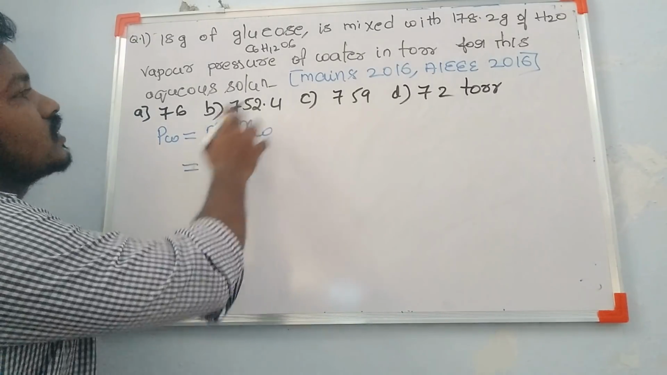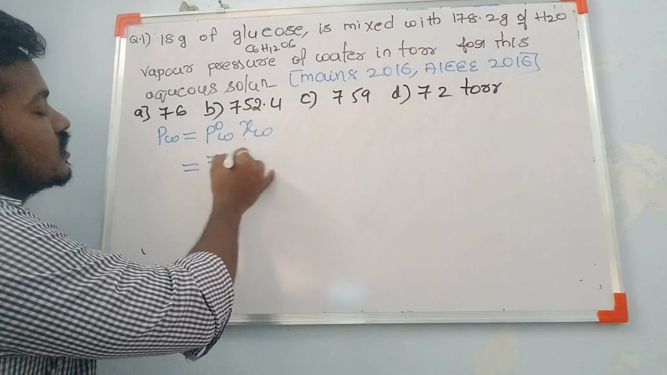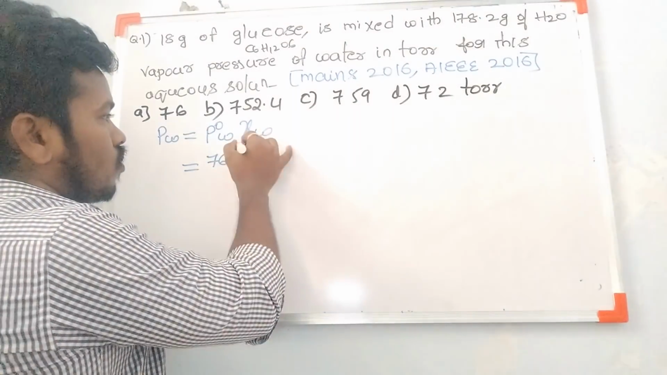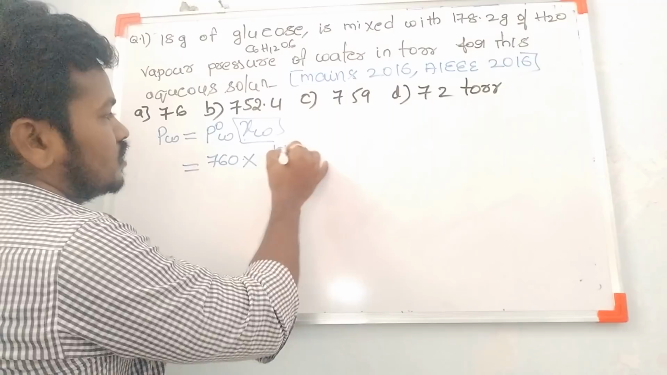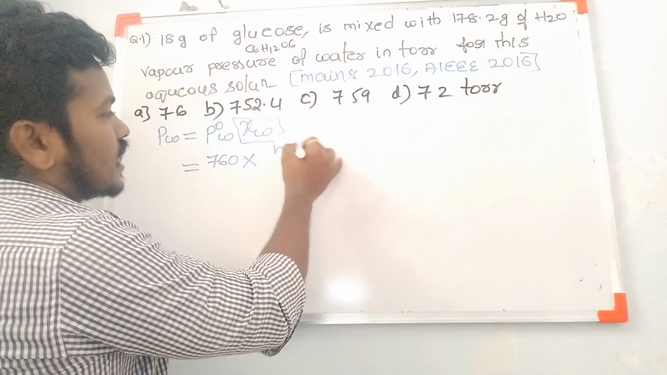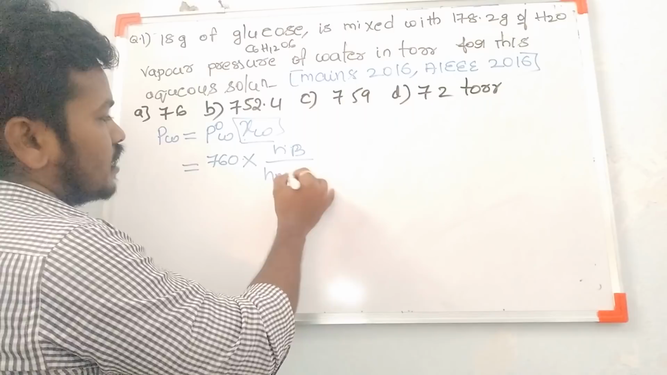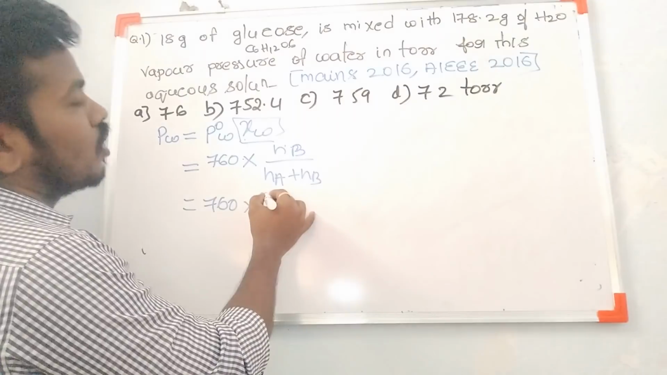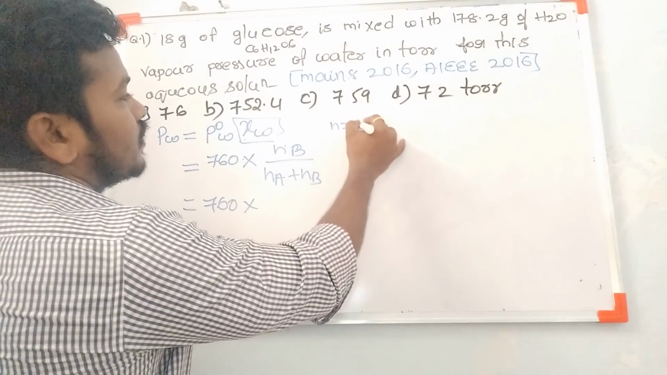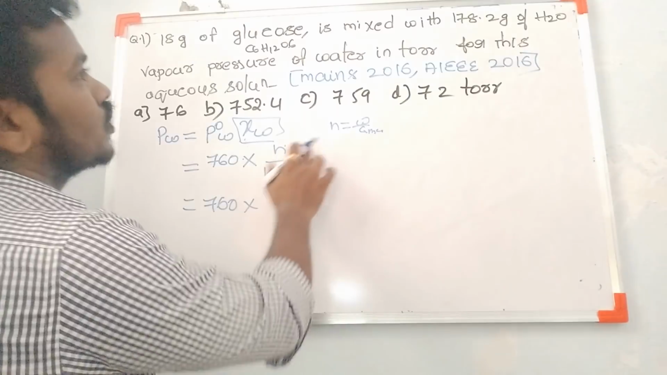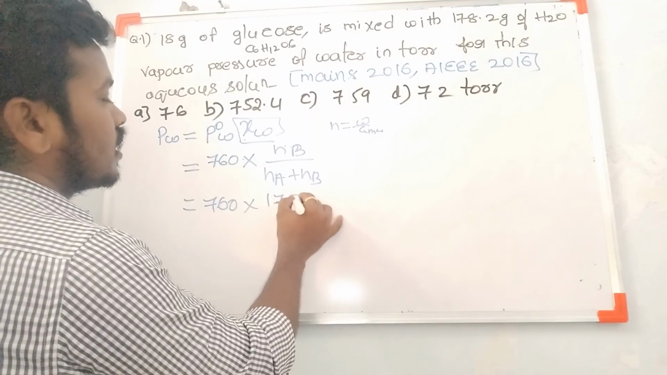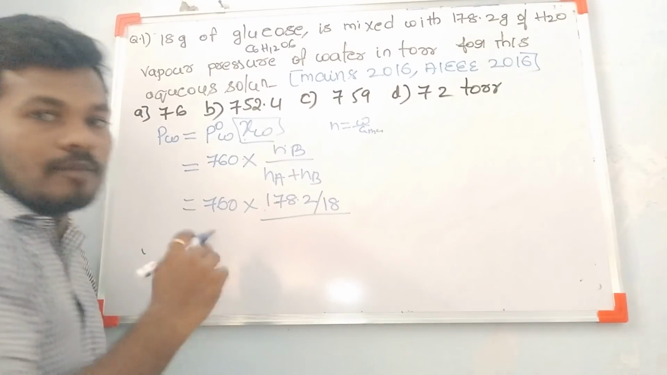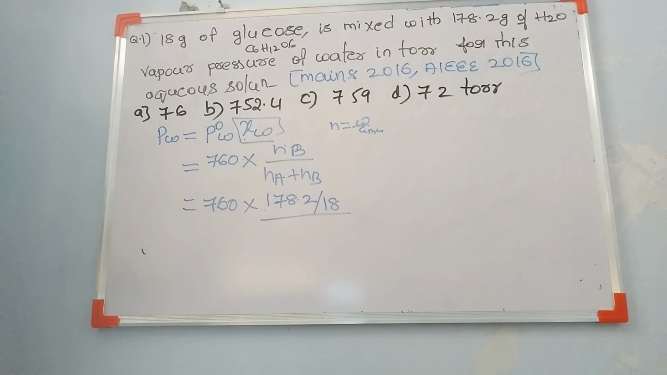So the general vapor pressure, how can you take it? We will take it as 760 torr, multiplied by the mole fraction of the water. This is called the mole fraction of water. In place of I am taking water as B, so NB by NA plus NB. So you can write 760 into NB. How do you calculate NB? Weight by gram molecular weight. So NB is 178.2 divided by the water molecular weight, which is 18.